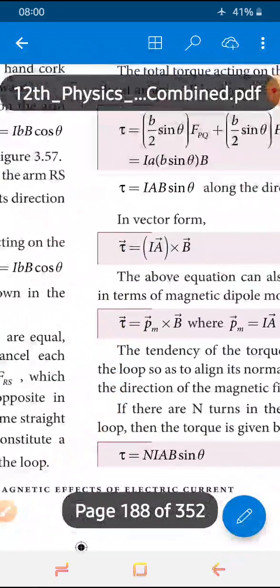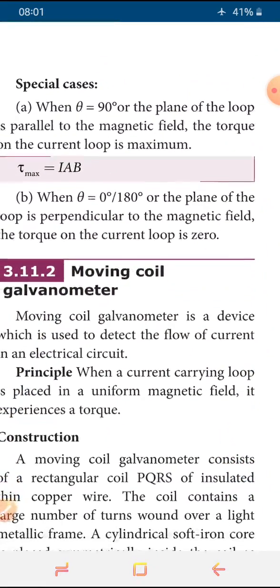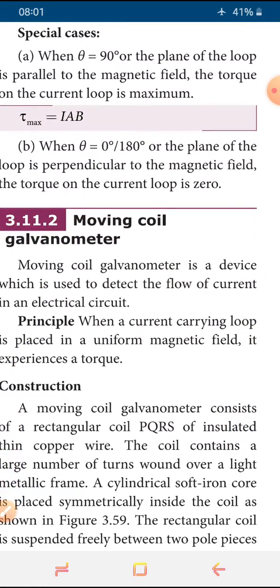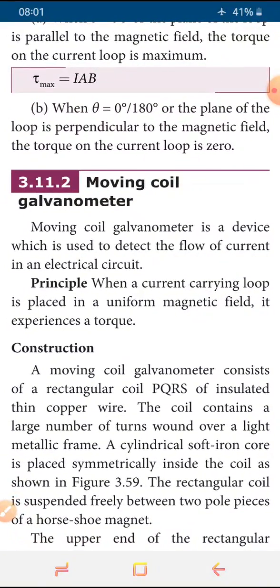It is explained with the help of two special cases: when theta is 90 degrees and when theta is 0 or 180 degrees. So we got the final result. What do we get for force or torque? This rectangular loop is placed in a uniform magnetic field. Okay, are you clear, children? It is an important question. Okay, and after that we are moving to the next topic.